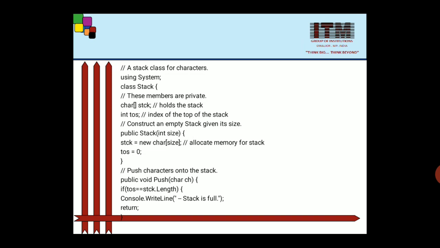If public access to stck were allowed, then the elements on the stack could be accessed out of order. Also, since tos holds the index of the top element in the stack, manipulations of tos by code outside the Stack class must be prevented in order to avoid corruption of the stack. So access to stck and tos is available indirectly to the user of the stack through the various public methods.